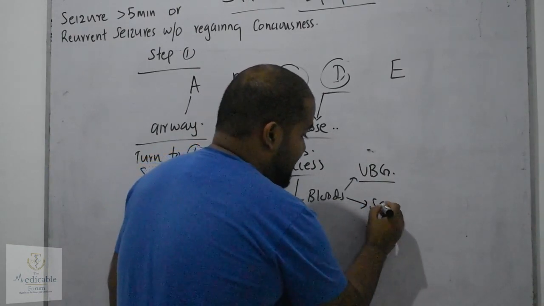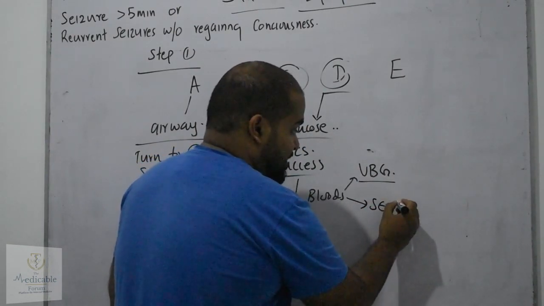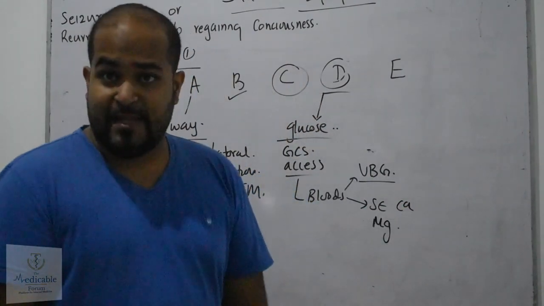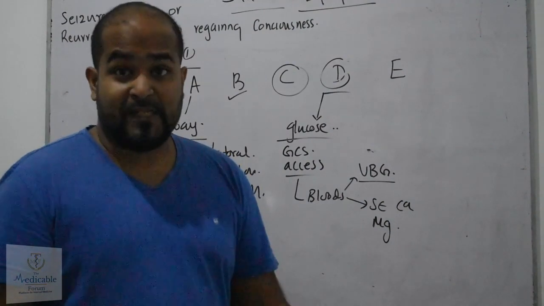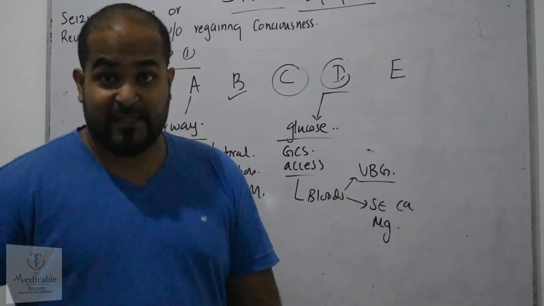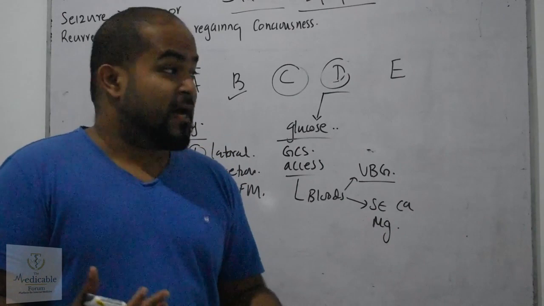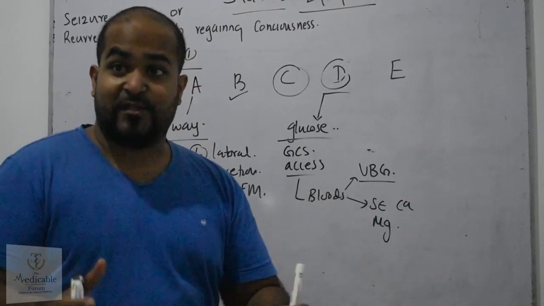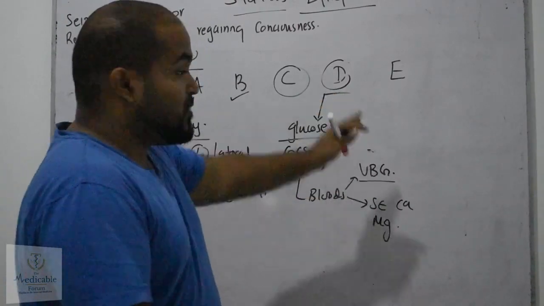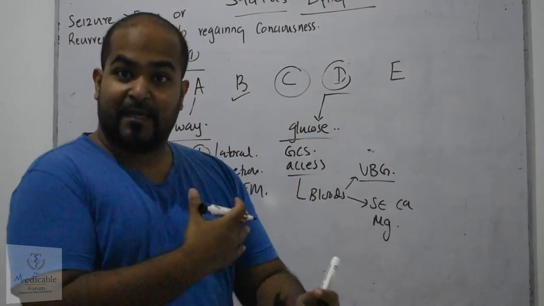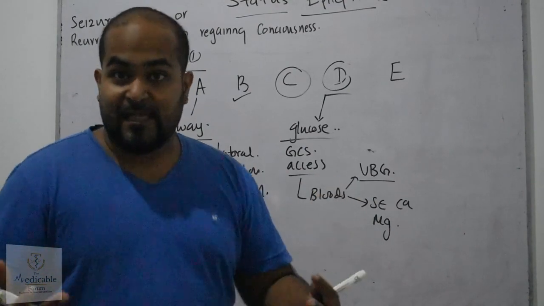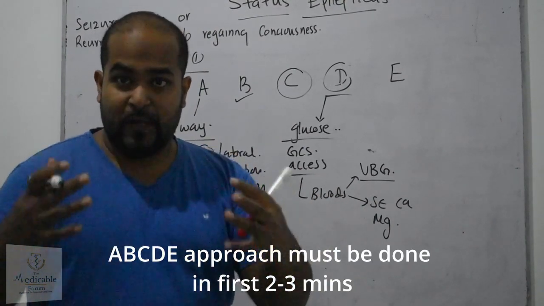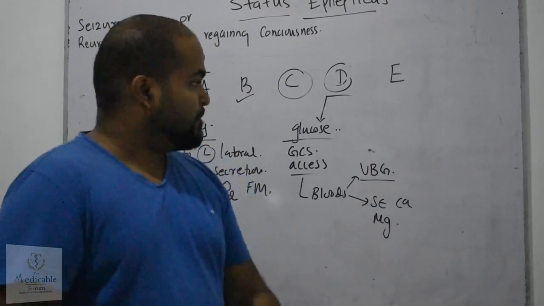Then you send serum electrolytes, calcium and magnesium profile, and then if you have time you take bloods for full blood count and other basic investigations to see if it is due to an infection or not, but that is later on. First we need to manage the active seizure, right? Although I am explaining it with time, these things should happen within a minute or two, the moment you assess the patient.